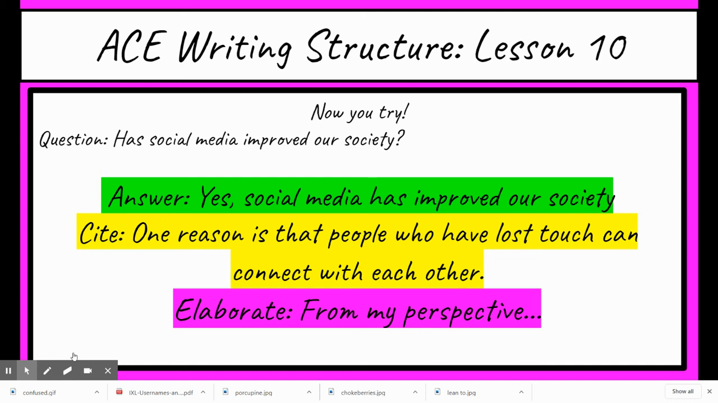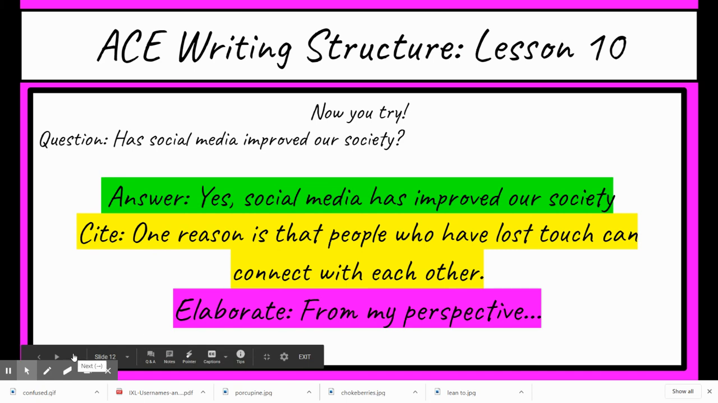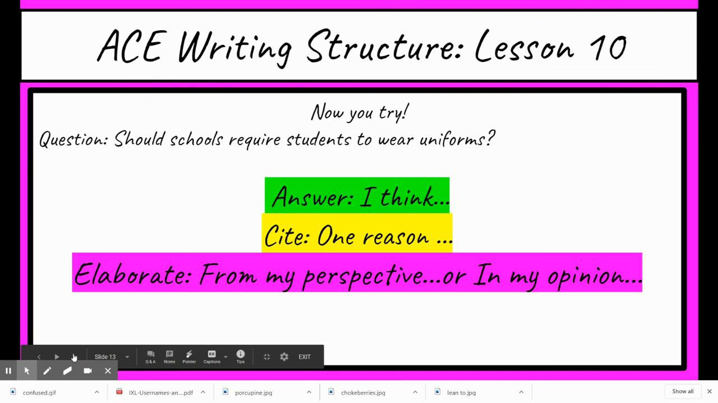Now, I have to elaborate my thinking. I have to push my thinking. What do I think about this evidence, this fact here, that people who have lost touch can connect with each other? Do I think that's important? And if I think it's important, why? Then I'm going to elaborate using from my perspective. Go ahead and push your thinking and write your elaboration sentence to this ACE response using the sentence starter from my perspective. You can also use in my opinion if you'd like.